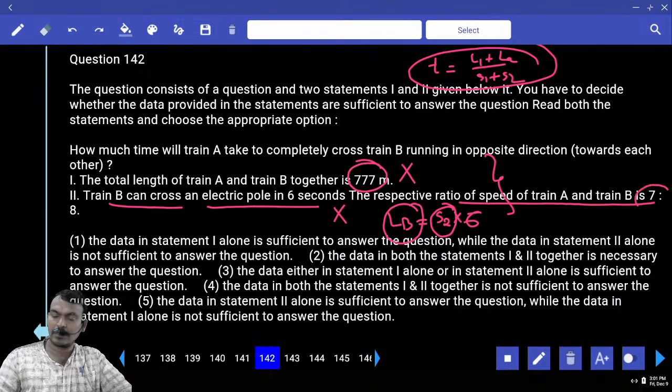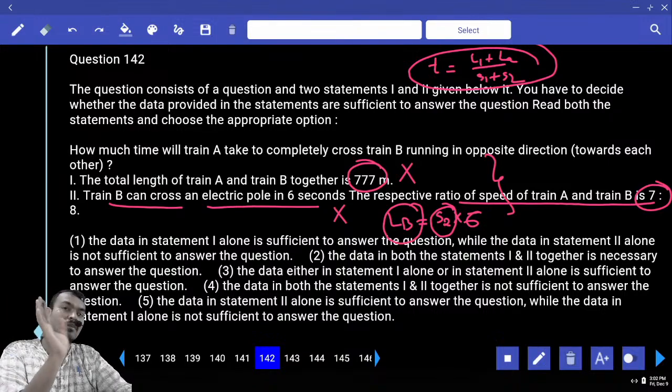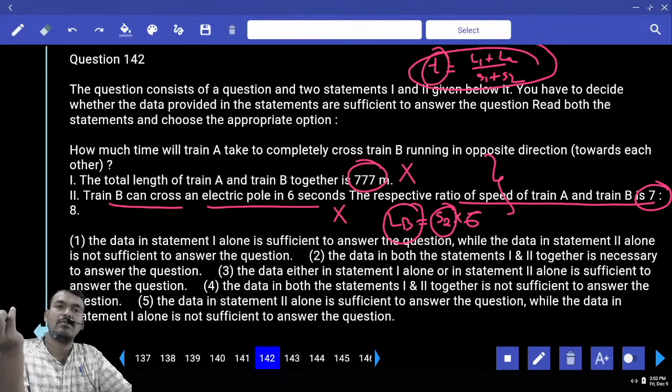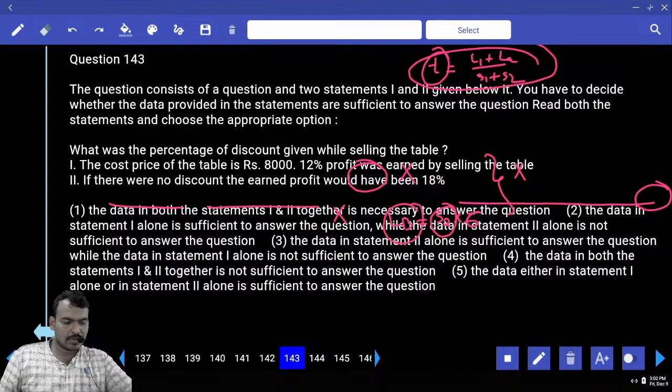Because what is the speed ratio? 7:8. In that case, the speed ratio is given, not the values. Means one is 7 parts, another one is 8 parts. 7 parts, 8 parts means one is already unknown. And again we require time, so how many unknowns are there? 2 unknowns. Then both 1 and 2 together are sufficient or not sufficient? Not sufficient.